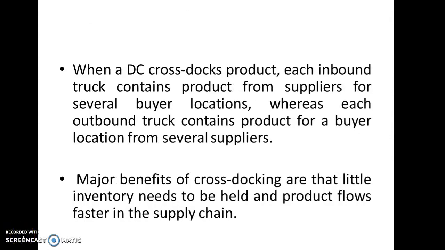When a distribution center cross-docks products, each inbound truck contains products from various suppliers for several buyer locations, whereas each outbound truck contains product for a buyer location from several suppliers. That means the products from several suppliers for different buyer locations are moved to a central place or distribution center, where the products are immediately moved to the outbound truck, which contains products for a buyer location from several suppliers.